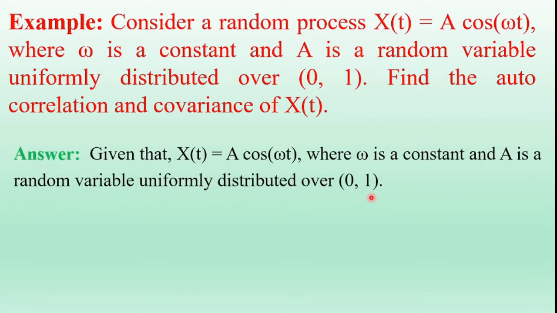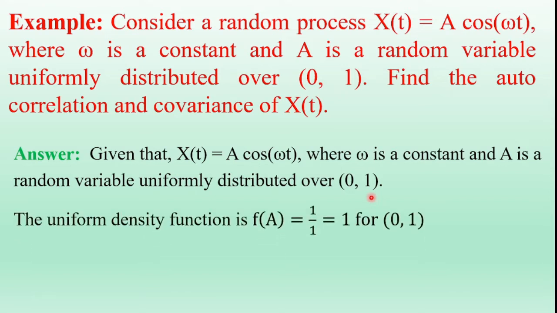Coming to the solution, given that the random process x of t is a cos of omega t, here omega is a constant value and a is a random variable. That random variable a is uniformly distributed over the interval 0, 1. We know that the standard expression of the uniform probability density function is 1 by b minus a for x from a to b. Using that, the density of the uniform random variable a over the interval 0, 1 is f of a equal to 1 by 1 minus 0, which is 1, for 0 to 1.